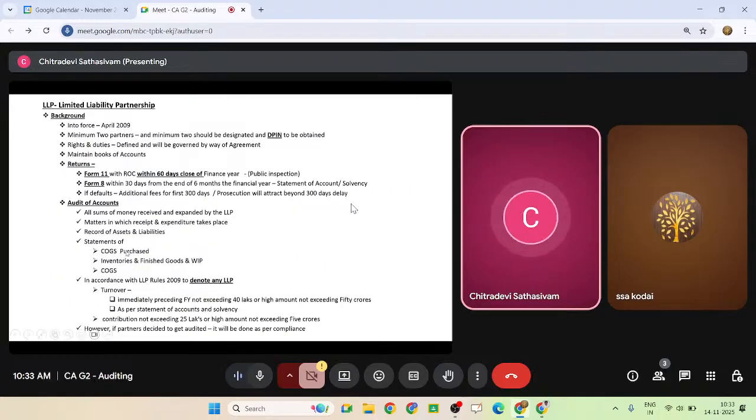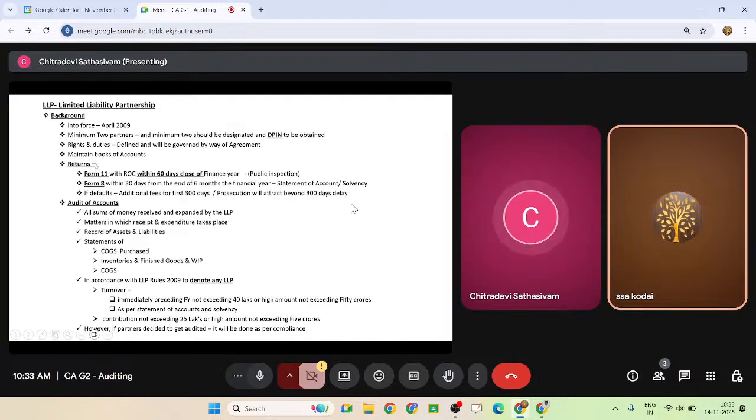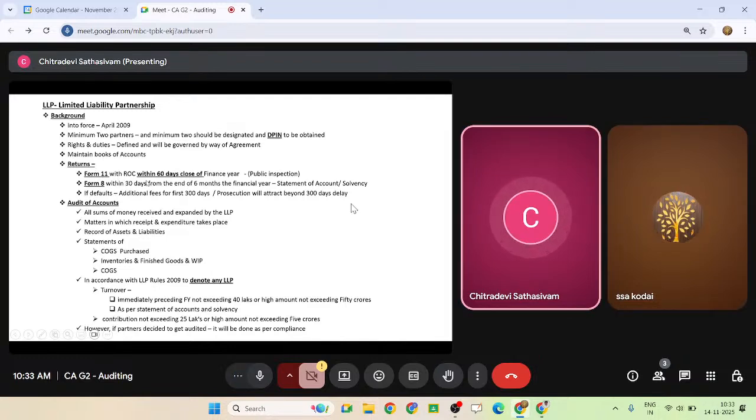You can expect these forms, they may ask you, especially for LLP, these compliance references, where the time limit they might ask you. That is the most important thing. For any form or any submission, always keep in mind from which date to which date. Within 30 days means from where? From the date of the balance sheet or when? So you have to be very clear on this.